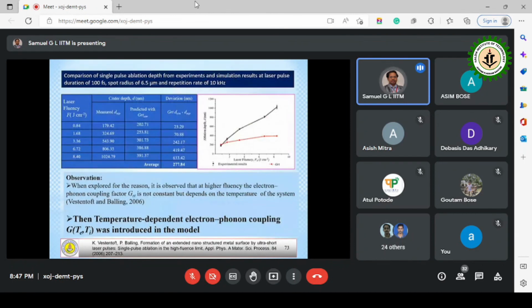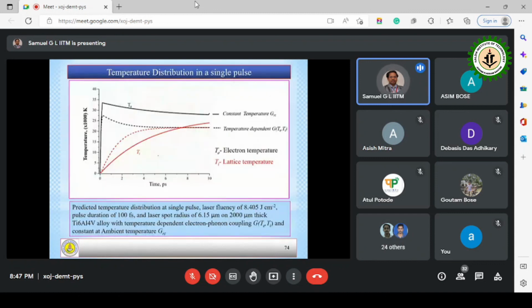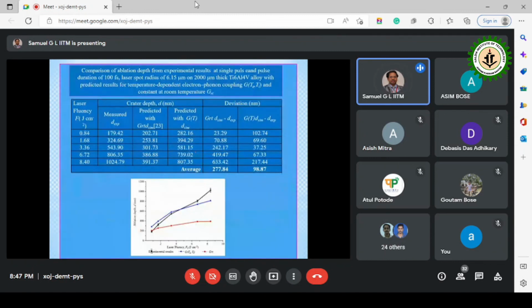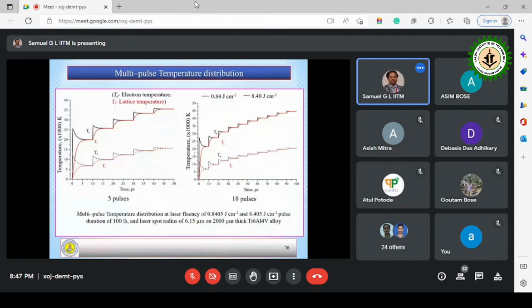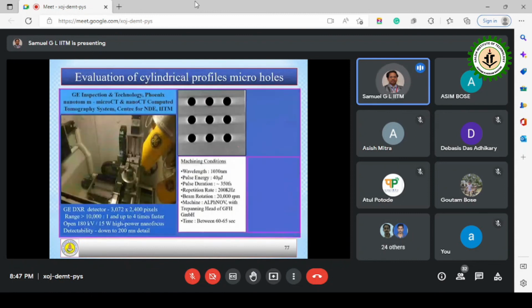There are several temperature and other aspects where we have done research, but probably we may not look into those details. Only one thing you can see: when you put the first pulse, the temperature will be at room temperature. But when you put pulses subsequently, the temperature increases. So the effect will be even different. When you put 5 pulses, it will be different. When you put 10 pulses, it will react differently.